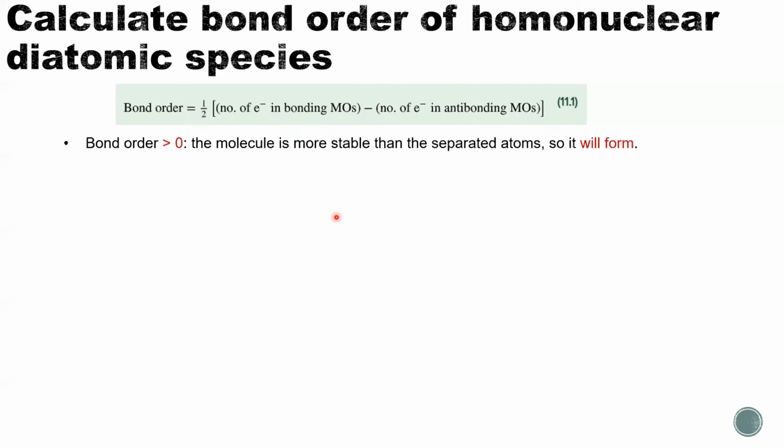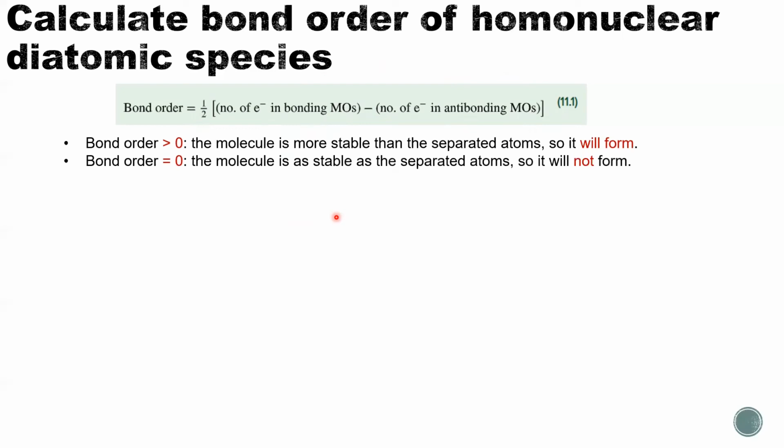If the bond order is larger than 0, that means the molecule is more stable than the separated atoms, so the molecule will form. If the bond order equals 0, that means the molecule is as stable as the separated atoms, so it will not form. It does not have enough driving force to form a molecule. And usually you should not have a bond order smaller than 0. That just means you probably did something wrong in your calculation. In general, the higher the bond order, the more stable the molecule is.